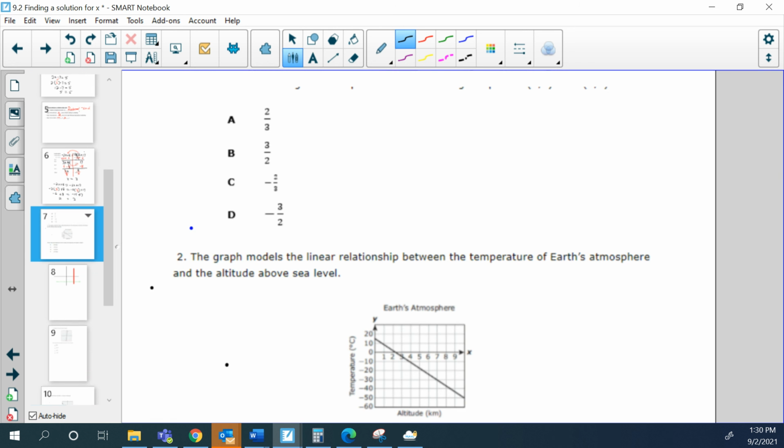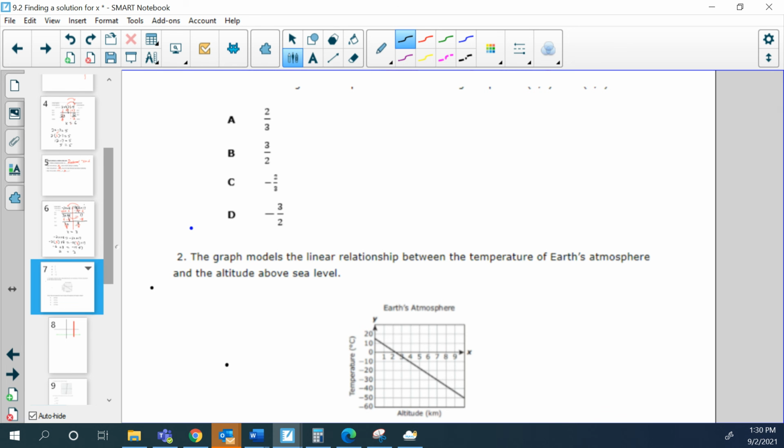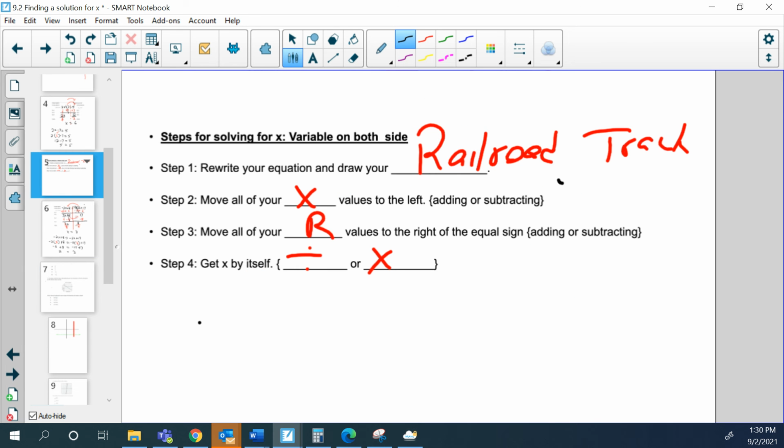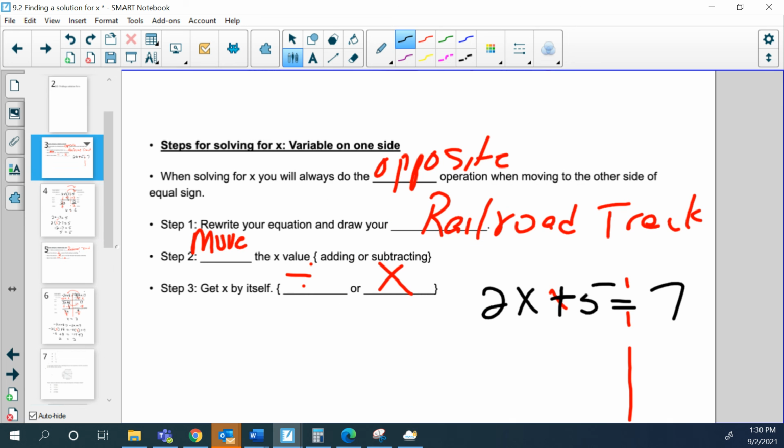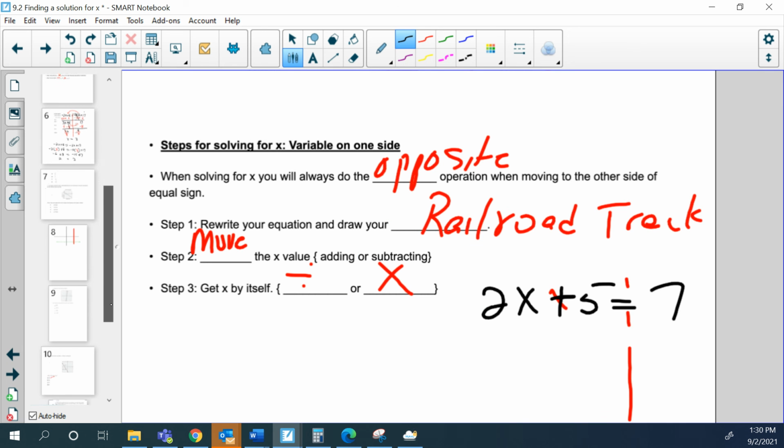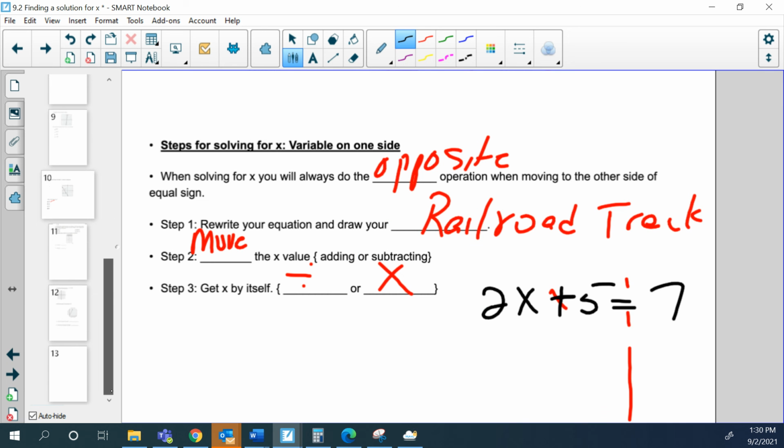Okay, I thought we were missing something. Okay, that's the end of it. I thought there was one more page. I don't see it. All right, guys.